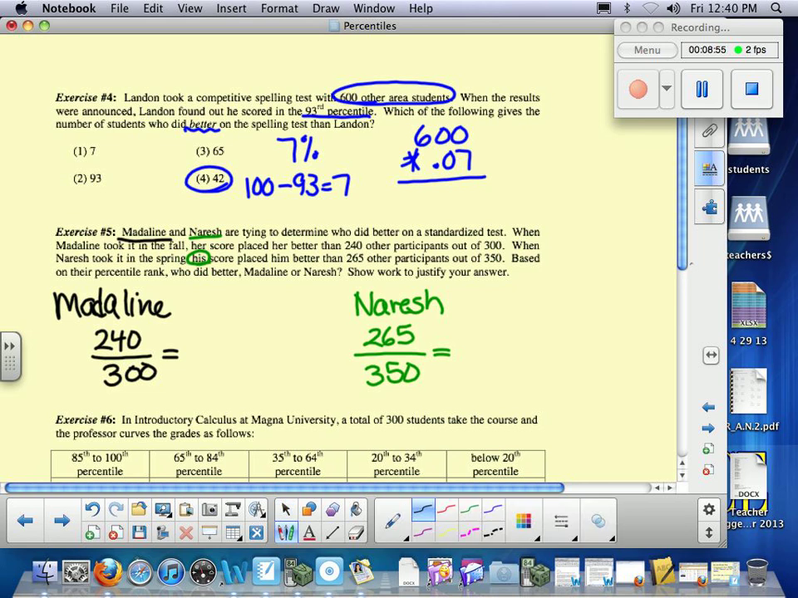First Madeline, is that going to be 80? I have an 80%, yep. And then 76%. Narish, 76. So Madeline did better.